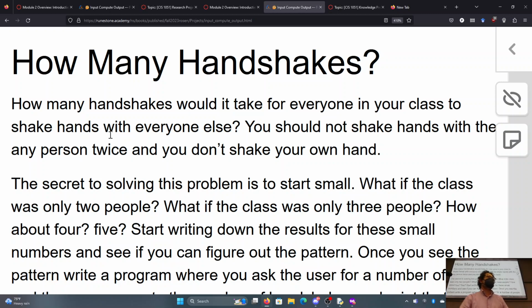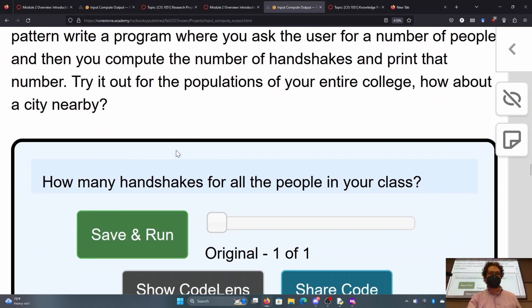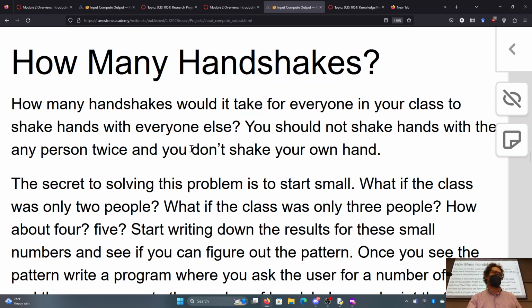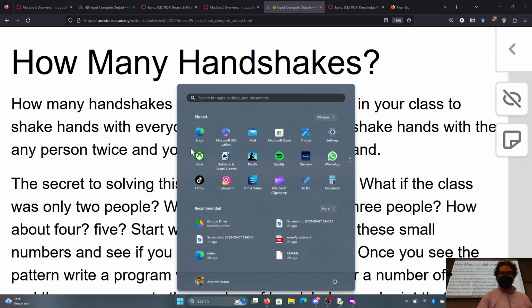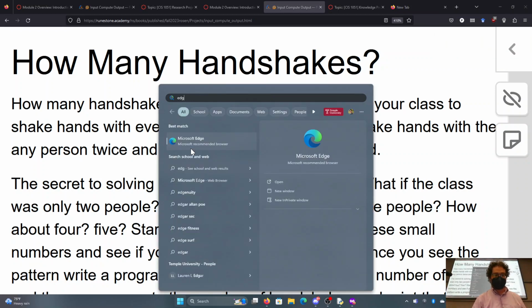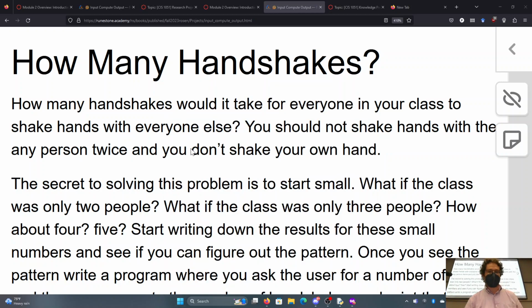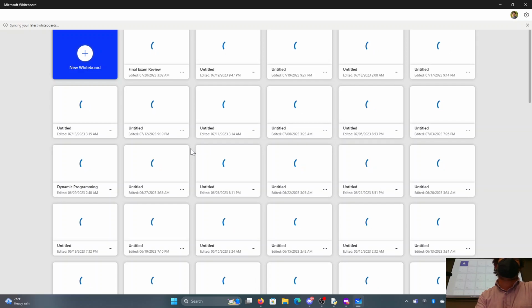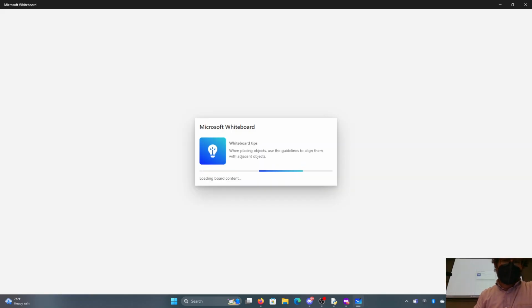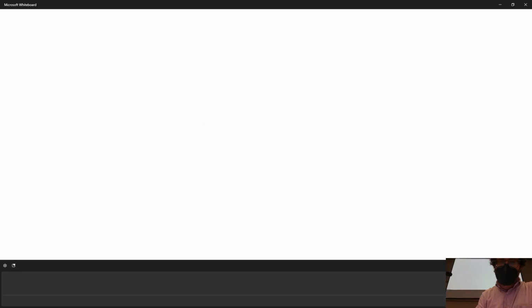So the idea with these kinds of problems is to start small and see if you can find a pattern. So what if the class is only 2 people? What if it's 3 people? What about 4, 5? Now in these kinds of cases, when you're drawing things, we're actually going to draw it out on a whiteboard for a second. Now, I normally have a pen for my computer, but I don't have that with me because it's still lost somewhere in my luggage. So I'll find that eventually.